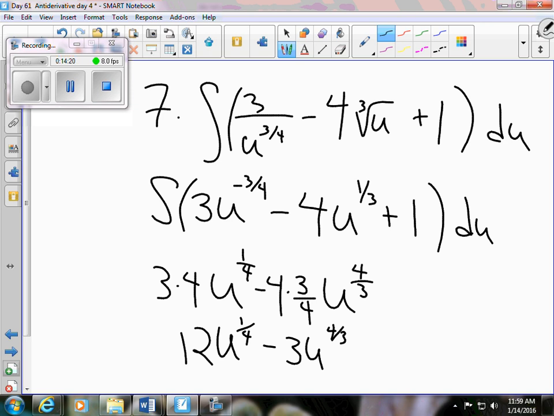And now we're up to the 1. And we'll just say u plus c since that's the variable. And that's it. With the fractions, adding 1, if you have fifths, add 5/5. If you have fourths, 4/4.